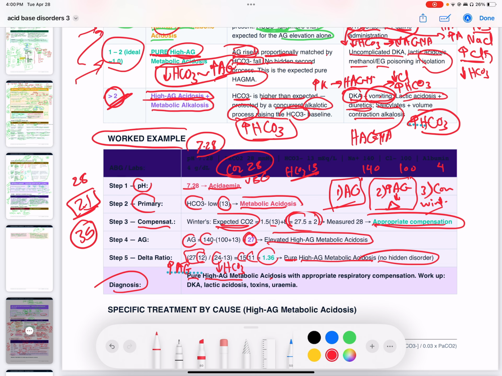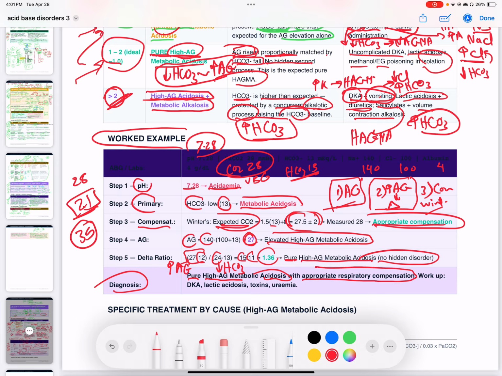Why is it pure? Because the delta is 1 to 2. Why high anion gap? Because the anion gap is 27. Why metabolic? Because the bicarb is lower than 20. Why is it acidosis? Because the pH is lower than 7.35.